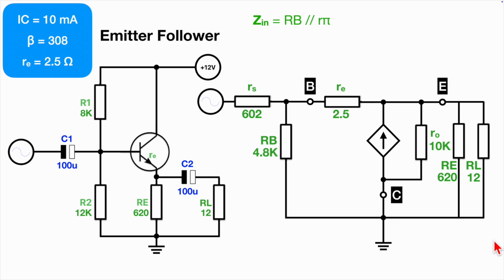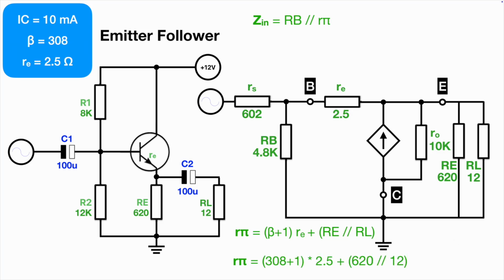But what's R pi now? Okay, well, R pi now is what it was before: beta plus 1 times RE, and anything hanging on the emitter. Well, what is hanging on the emitter? We've got these two, haven't we? This one here and this one here: RE and our load in parallel. So we need to parallel those two and then add them to R sub E and then multiply them by beta plus 1. So that's how we calculate what R pi is.